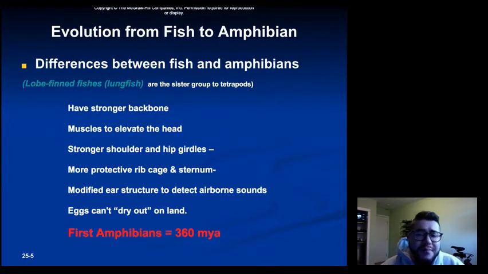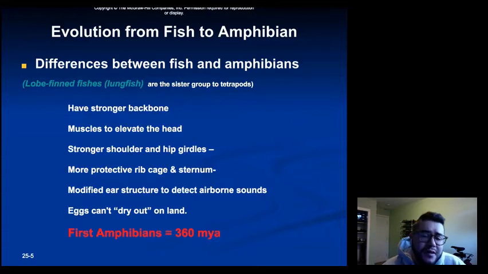So here are some of the major differences between fish and amphibians, and let's just take the lungfish, which is a lobefin fish, and it's the sister group of tetrapods. Amphibians have a stronger backbone and muscles to elevate the head. Think about it, you don't have to raise your head when you're in water, you can just look straight ahead. But on land, you have to look above and over things.